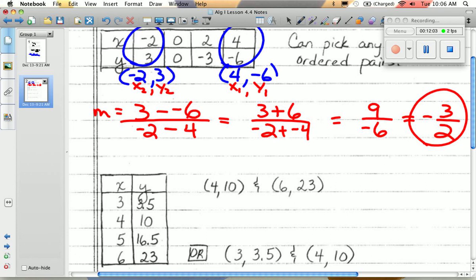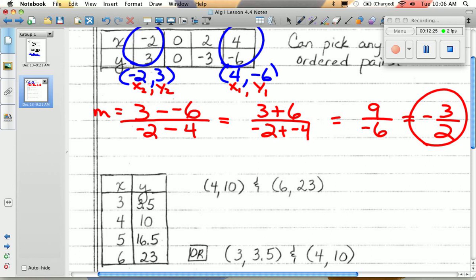Okay, so tell me something about the behavior of this line. It's got a negative slope. What's that tell me about its behavior? I know there's such a thing as negative behavior, but that's only for people, not for lines. What does negative behavior of a line mean? It goes down. It goes down from left to right. Yeah, it's falling on the graph from left to right.